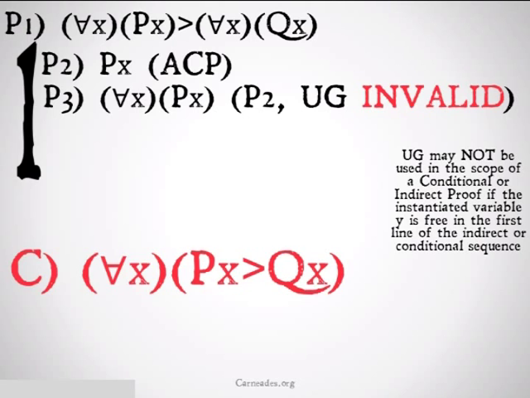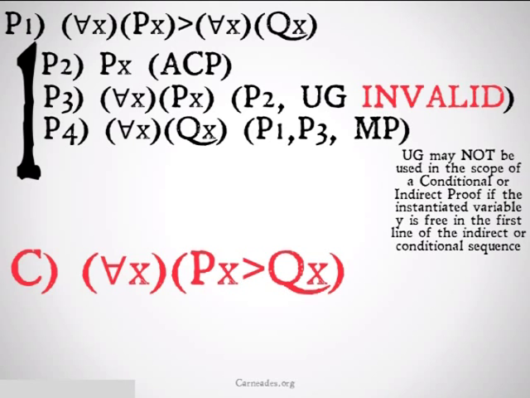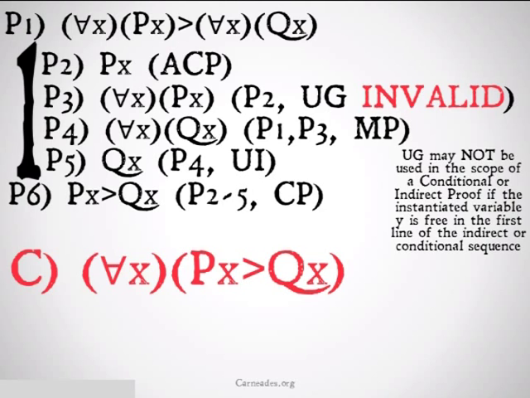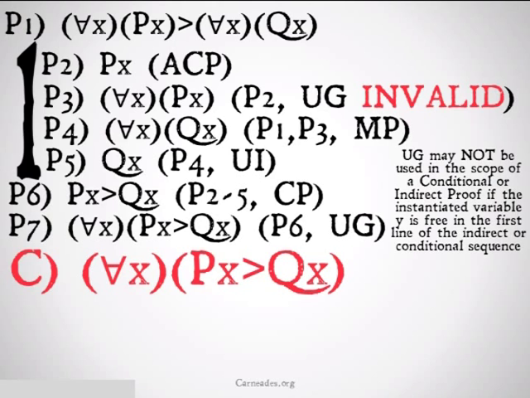But let's continue just to get an understanding. We would then go ahead and do 1-3 modus ponens to get for all x, x is Q, and conclude x is Q from premise 4, universal instantiation. We could conclude from that premises 2 through 5, conditional proof, that x is a P implies that x is a Q, and it would just take a universal generalization to get for all x, x is a P implies that x is a Q.